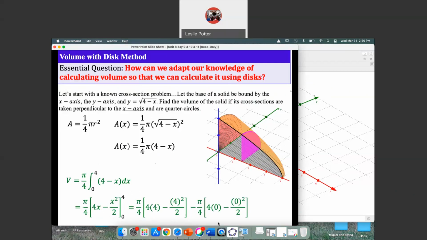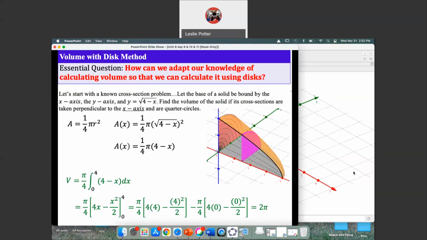But I do want to compare this volume to what we're going to discuss next. So this whole thing is 0 when we substitute in 0 here. But we got 16 here minus 8. So we got 8 divided by 4 is 2. So we have a volume of 2 pi for this solid.